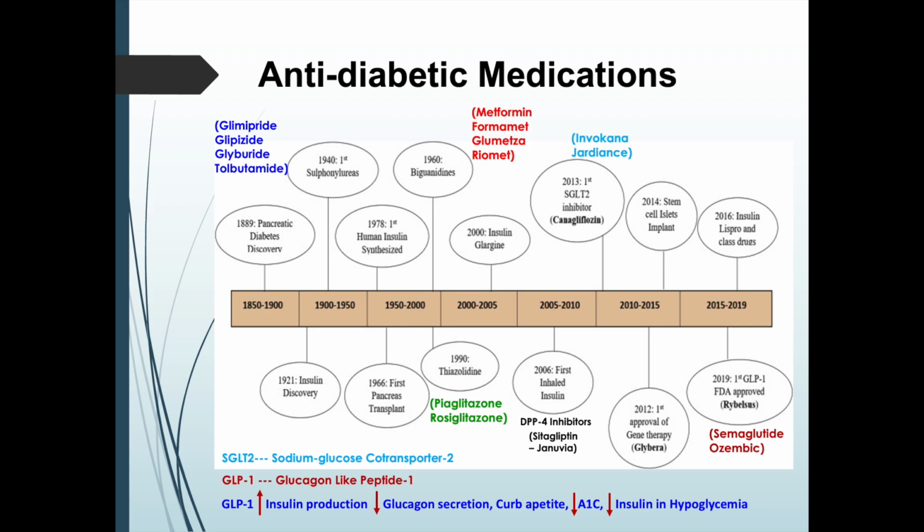And A1C will decrease. In hypoglycemia, when the blood sugar is low, insulin production is also inhibited when you use a GLP-1 agonist drug. So that's how the control works. These are the medications which people have been using for almost 40, 60 years, but these are the new ones. GLP-1 is a hot market: semaglutide, Ozempic. And they also found that Ozempic or semaglutide has weight loss effects.